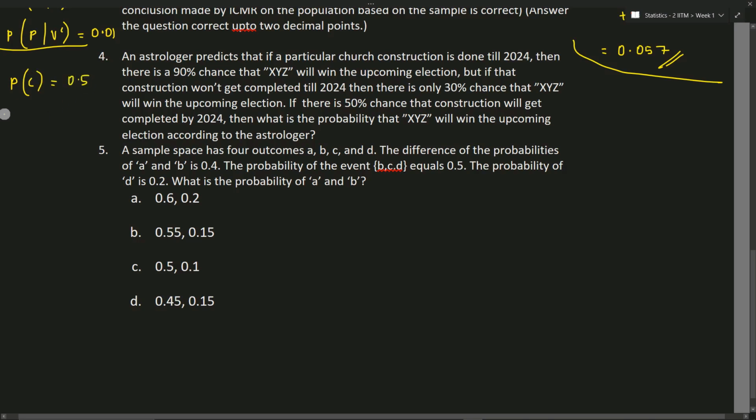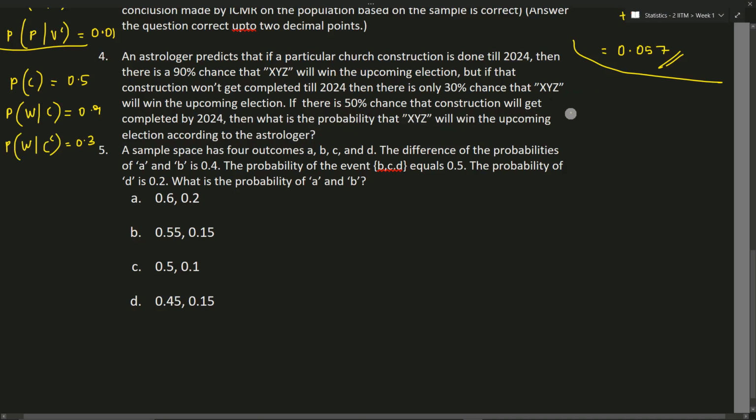They have also said that the person will win given that there is a completion is 90%, right? So what is the probability he wins given that the temple construction is not done? So this is given by 30%, 0.3. Now what are they asking us? What is the probability that XYZ will win the upcoming election according to the astrologer?